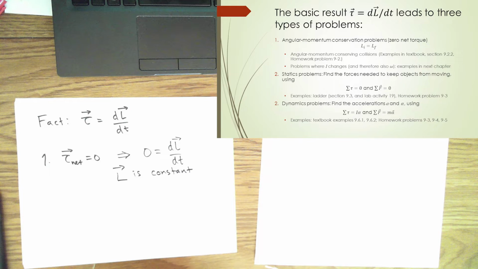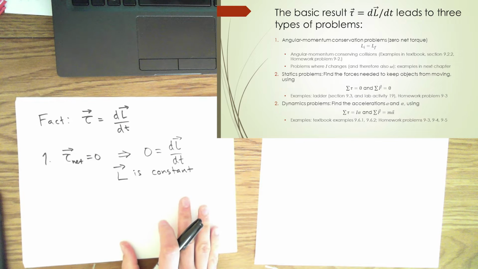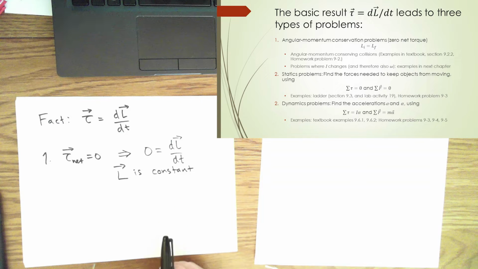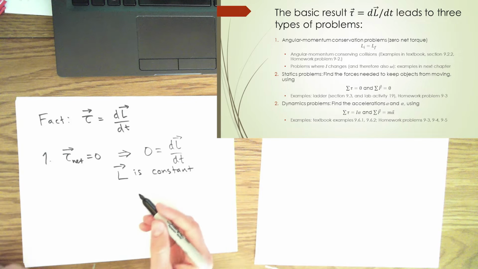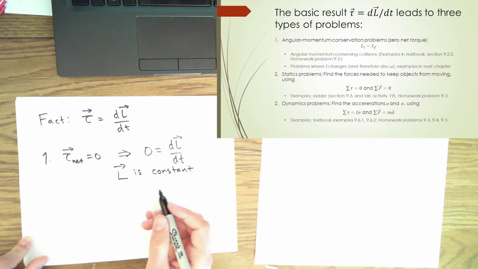This is like in previous problems where we considered conservation of linear momentum. This is what happens when you have conservation of angular momentum. For linear momentum, whenever the net forces on a system were 0, momentum was conserved. And here, whenever the net torques on a system are 0, angular momentum is conserved. So that's one kind of problem, and we're going to do an example related to that.